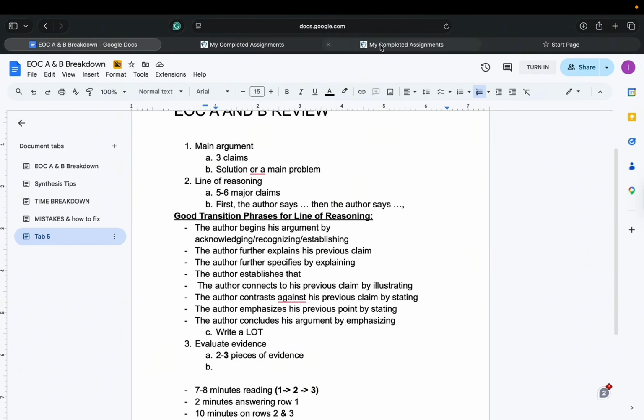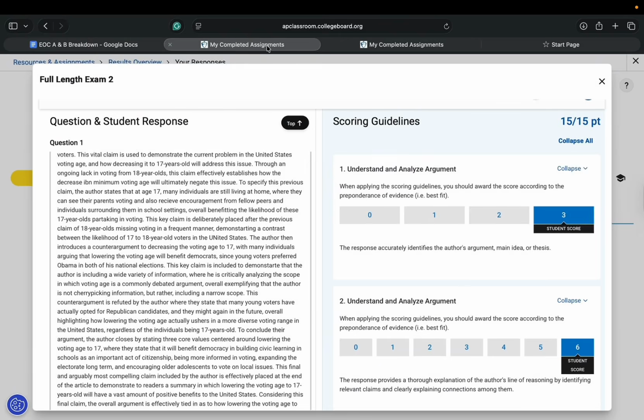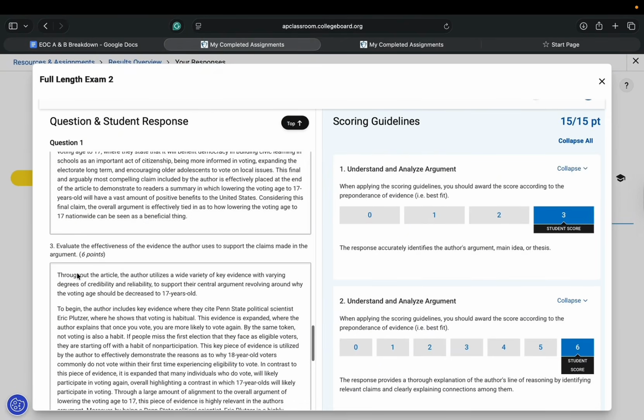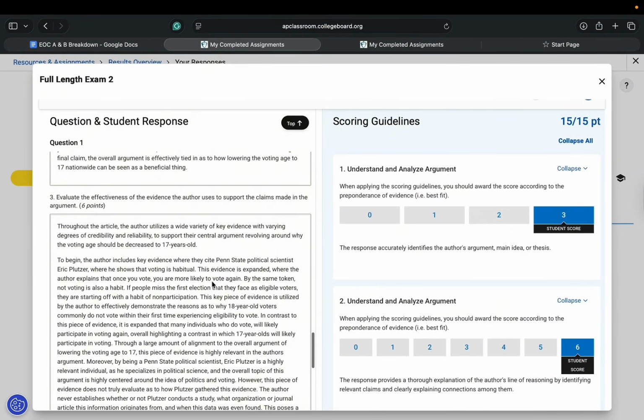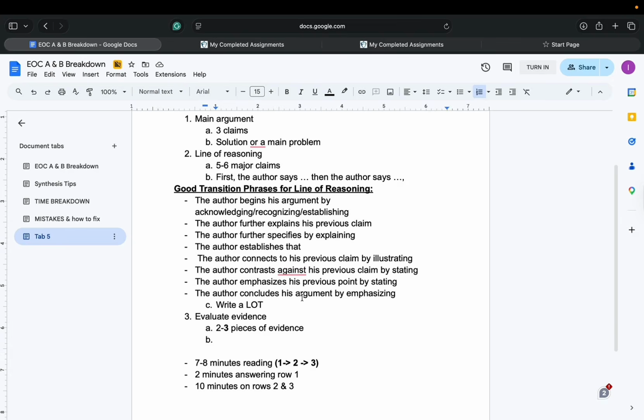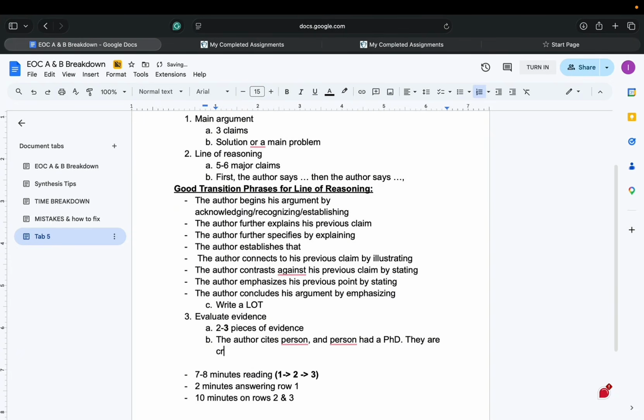So a big thing that I see people do is, one, they do not include a blanket statement at the start. So if you're not doing that now, start doing it. And next, I noticed that a lot of people just say the author cites person and person has a PhD. They are credible. Obviously not in this exact wording, but it basically reads like that, which is horrible. So do not do this ever.